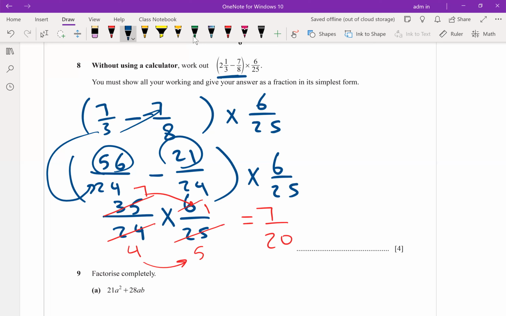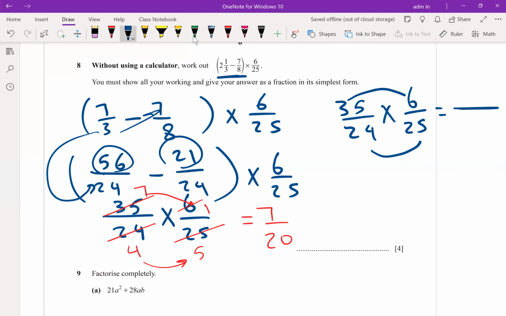If you cannot simplify like this, start to write 35 over 24 multiplied by 6 over 25, by using the calculator, multiply numerator by numerator and denominator by denominator. So 35 multiplied by 6, 210. 24 multiplied by 25, 600. Write it as a fraction in your calculator and give me simplified. Is it 7 over 20 or not? So you'll get the final answer for it. So step number 1, subtract first by finding the common denominator, then multiply.